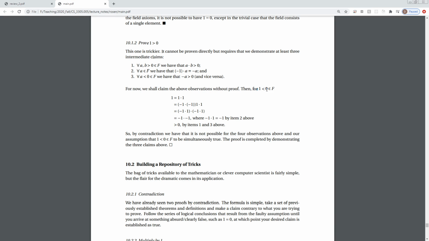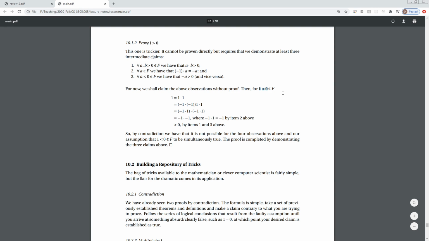So let's again make an erroneous assumption. We'll say that 1 is less than 0, so the opposite of what we're trying to prove. Then we have that 1, our multiplicative identity, is equal to 1 times 1, because it's the multiplicative identity, so we can always multiply it by 1 and get the same number back. And then we're going to say that, using this, if -1 is greater than 0, then we can multiply by -1 and get 1, which is assumed to be less than 0 right here.